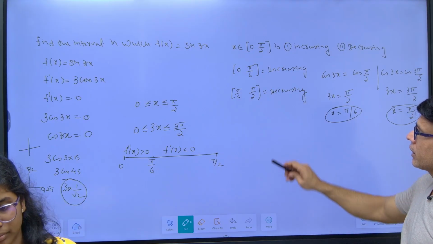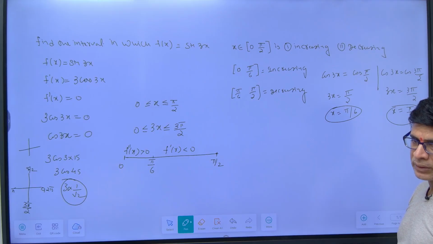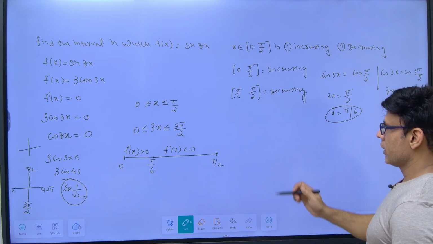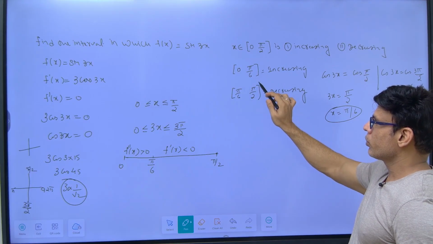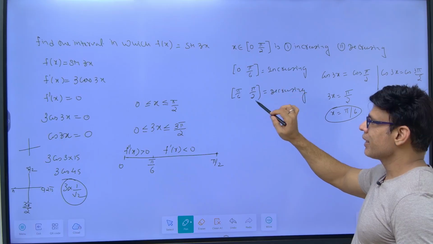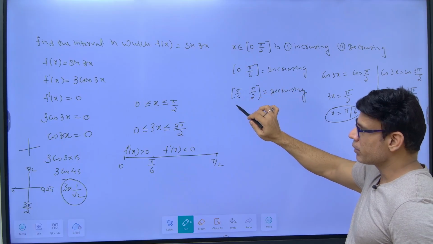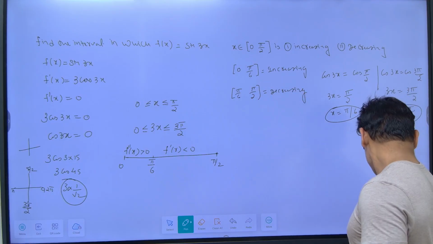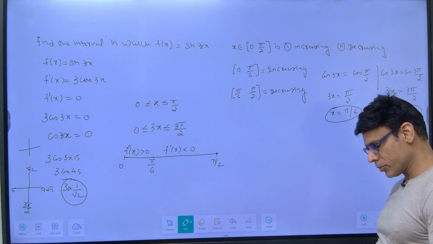If they say in the same question strictly increasing, since 0 is always included, I would have to remove it. If I say strictly increasing, I have to remove this square bracket. Here I have to put a round bracket, and this I have to take as it is. Understood?